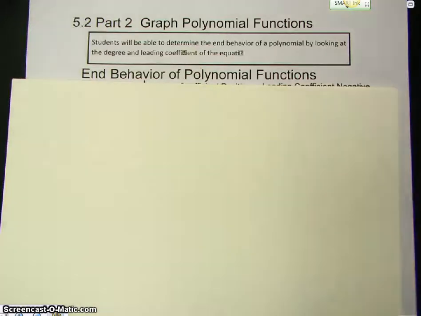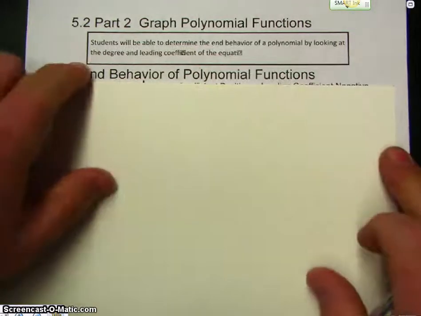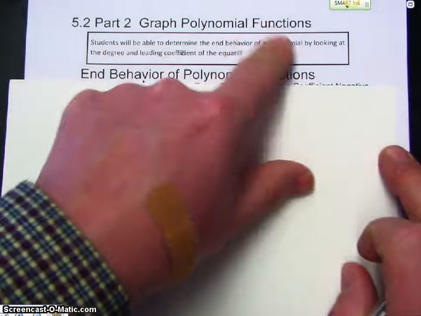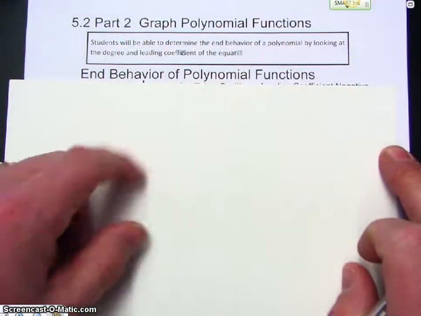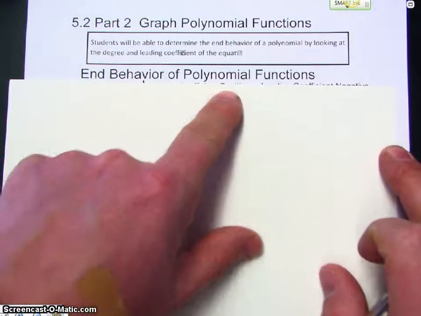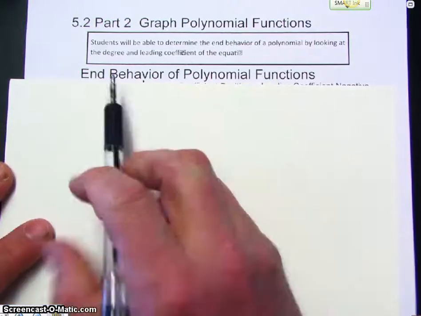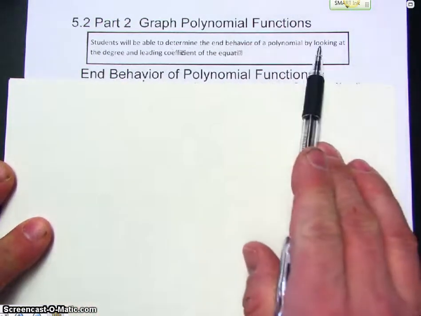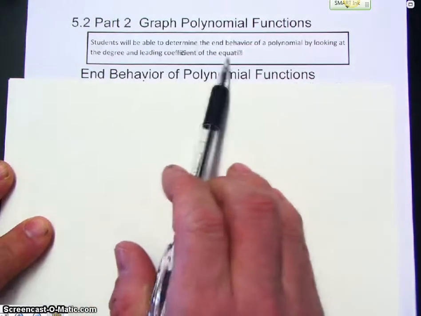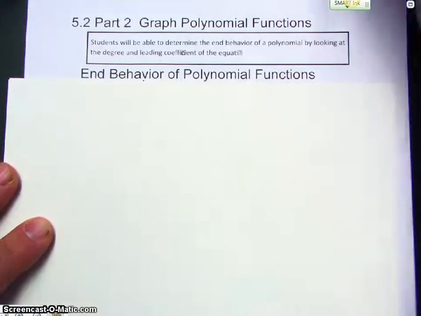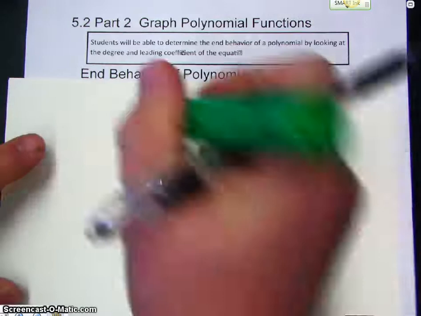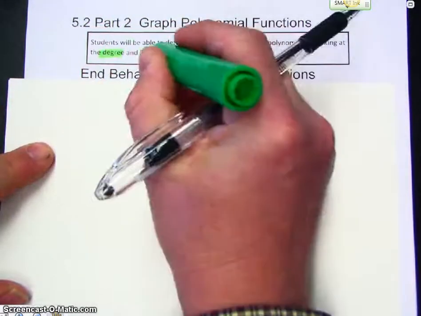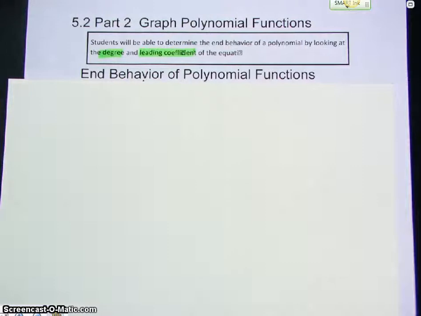Alright, in this video we are going to learn how to graph polynomial functions, but before we actually begin graphing, this section is going to talk about the end behavior of polynomial functions. Students will be able to determine the end behavior of a polynomial by looking at the degree and leading coefficient of the equation. So two things we need to review on.